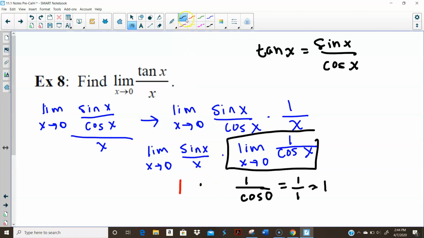So when I multiply those two limits together, I get 1 times 1, and 1 times 1 is equal to 1. So what is the limit as x approaches 0 of tan x over x? It is equal to 1.